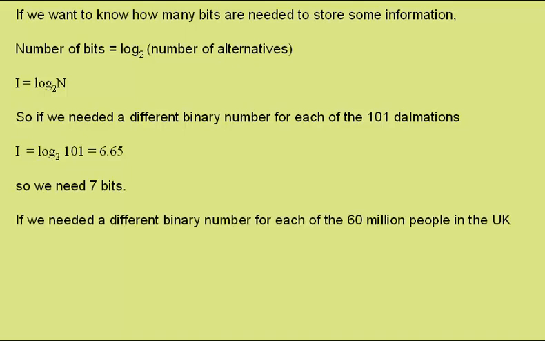If we needed a different binary number for each of the 60 million people in the UK, I would be log to the base 2 of 60 million, which is 25.8. So we need 26 bits.